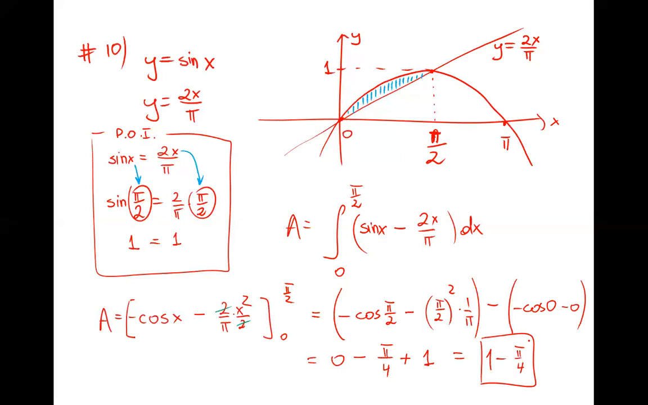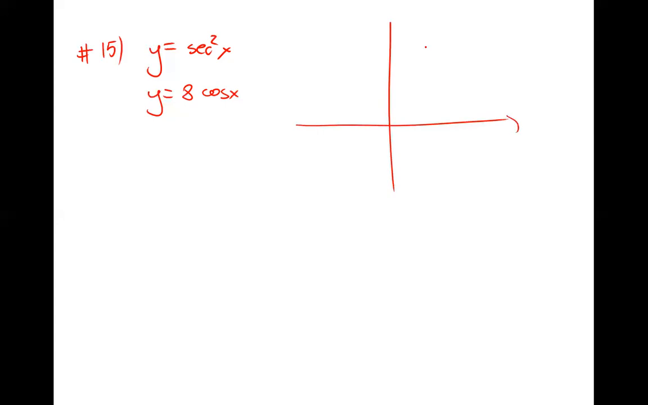Okay, let's solve another one. Question number 15. Two curves. The first one is secant square of x, and the second one is 8 cosine of x. Okay, that means this one we can definitely try to find the points of intersection. I think it would not be difficult, but it would also be nice to see the graphs. And we expect from our students to know cosine of x, but we don't really expect secant square of x. That means I can draw it for you.